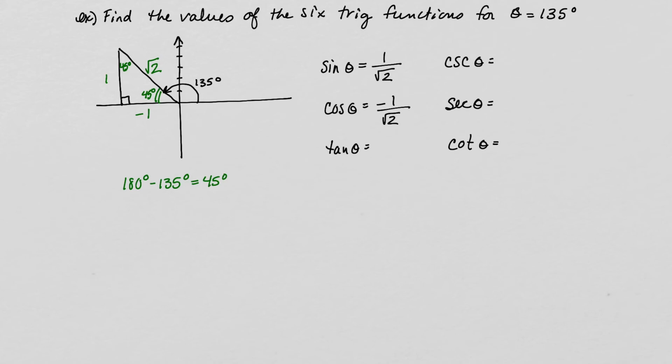And then the tangent would be what? Yeah, so the tangent would be negative 1 because it's the opposite 1 divided by negative 1. And that just turns out to be negative 1. And then I'm just going to flip them over. So the cosecant would be square root of 2 over 1, which is just square root of 2. The secant would be negative square root of 2 over 1, which is just negative square root of 2. And the cotangent, when you flip over a negative 1, is still just negative 1.